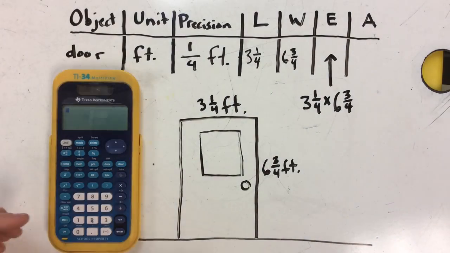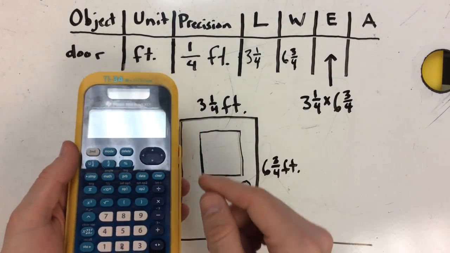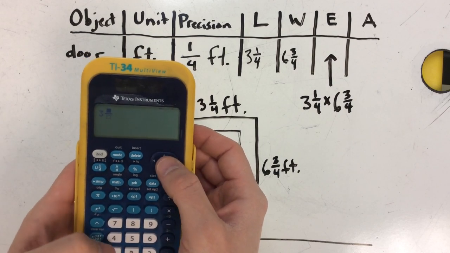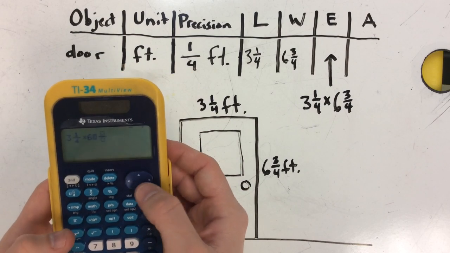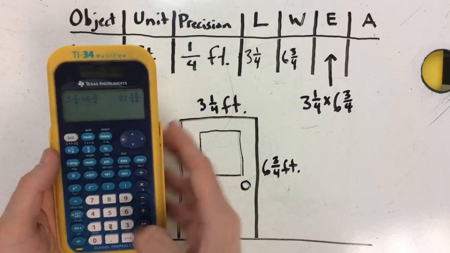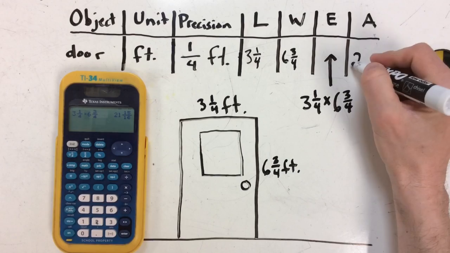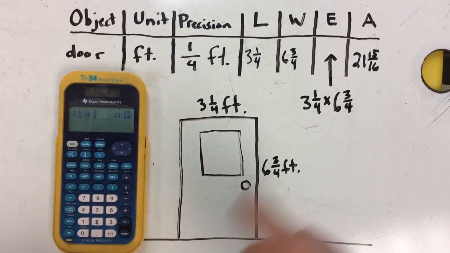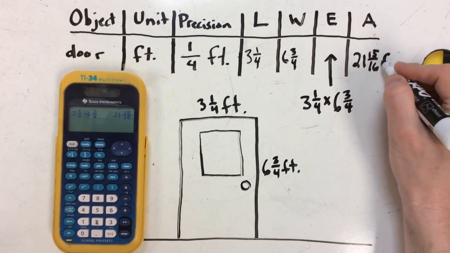Now for the area. You can either calculate this by hand or using a calculator based on your teacher's direction. I'm going to use a calculator for the purpose of the video. 3 1/4 times 6 3/4 is 21 15/16. So we get a final area of 21 15/16 square feet.